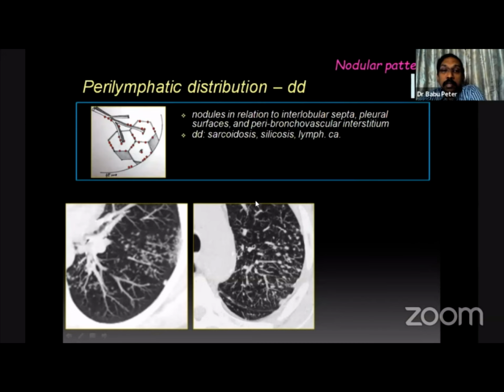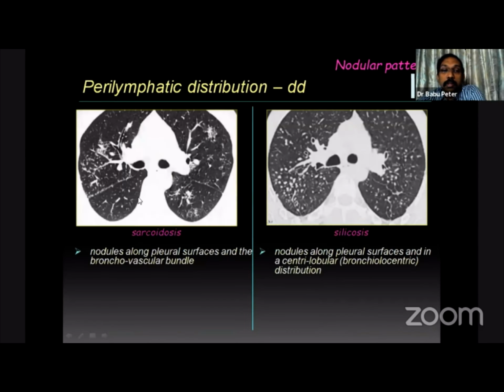The perilymphatic nodules are commonly seen with sarcoidosis, also seen with silicosis and lymphangitic spread of carcinomas. So here you can see it is seen around the perilymphatic areas and also around the peripheral regions. So this is a perilymphatic distribution of nodules. Typically in sarcoidosis, you can see nodules along the peribronchovascular interstitium. In silicosis you also get nodules, which are more along the pleural surfaces and also in a centrilobular location. This is called a bronchiolocentric distribution, which is seen in silicosis.